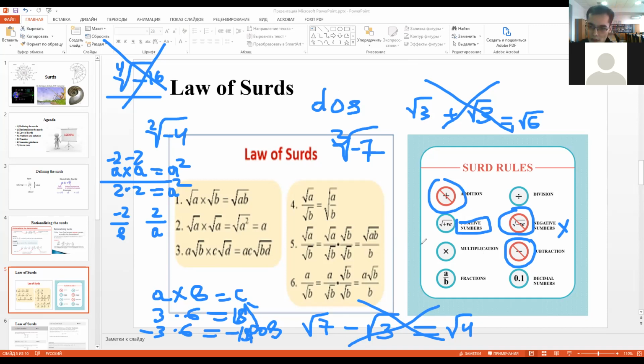You can multiply, you can take the fraction, you can also take decimal numbers, you can divide these surds, but you can't do addition, subtraction, and negative numbers on even degree surds. Do you understand? Yeah. Okay, let's continue.